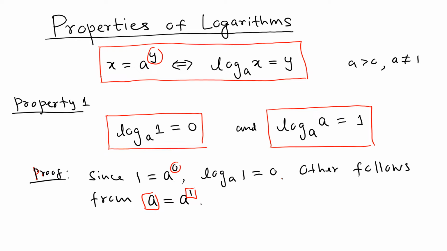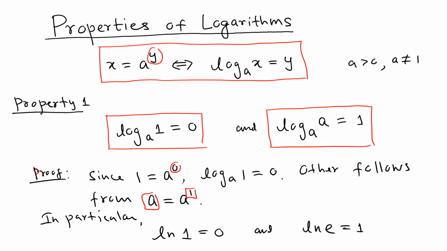And then these have two major results when a equals the natural base e. So in particular we have ln 1, that means when a equals e, ln 1 is 0, and we also have ln e equals 1. So these are very useful again when solving problems. So you may remember these two results: ln 1 equals 0 and ln e equals 1. Okay, so let's go to the second property.